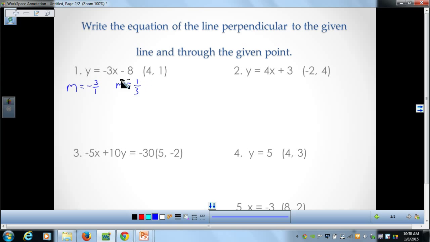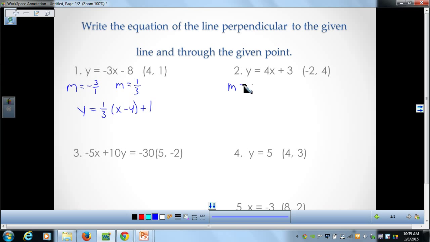And then once again, I just take my new slope and the given point and plug them into our point slope form, and we're finished. So there's not much difference in the work, except we have to think a little bit more about opposite and reciprocal to make sure we have the appropriate slope.